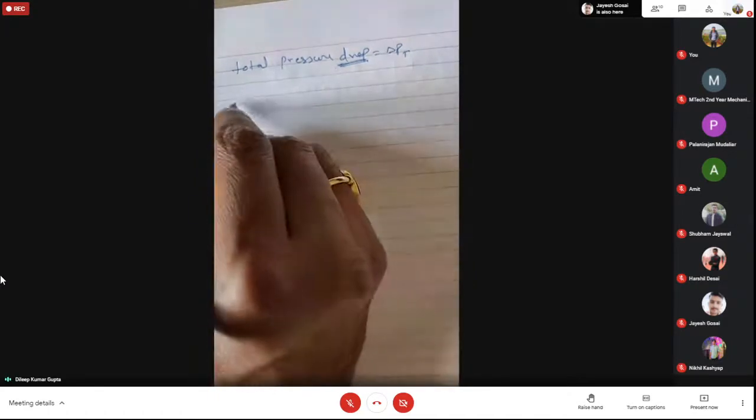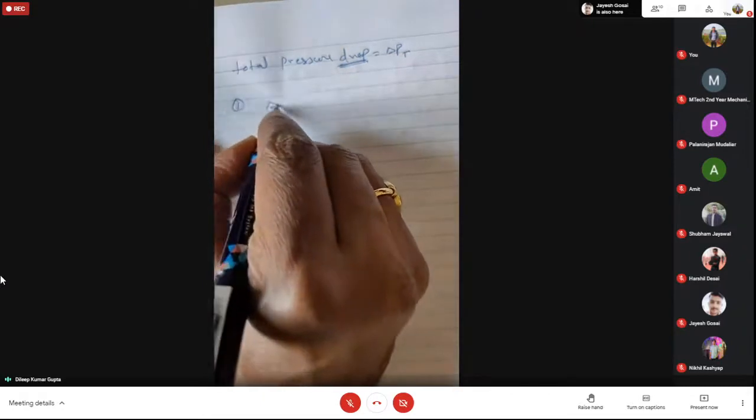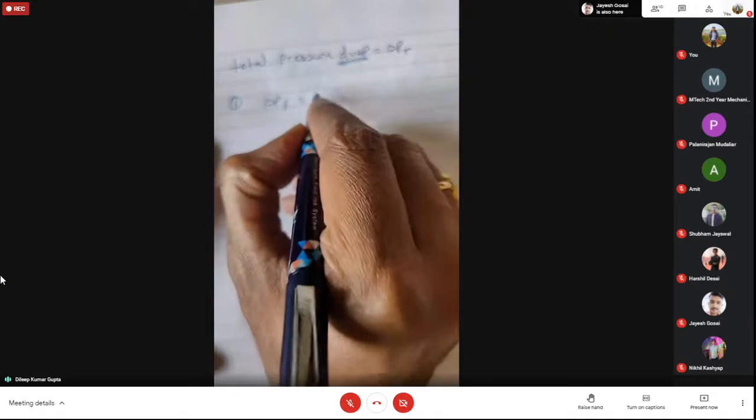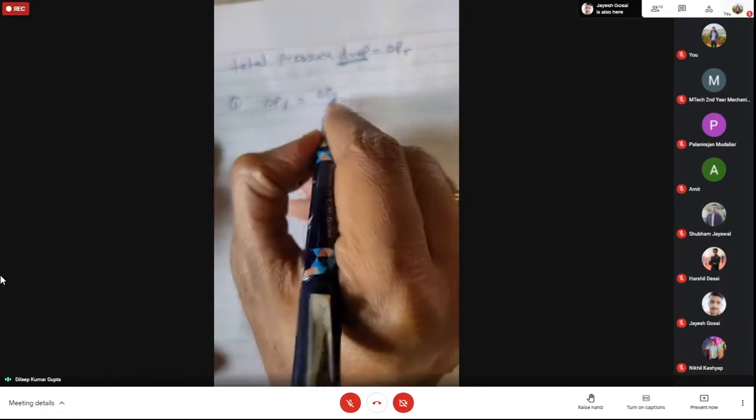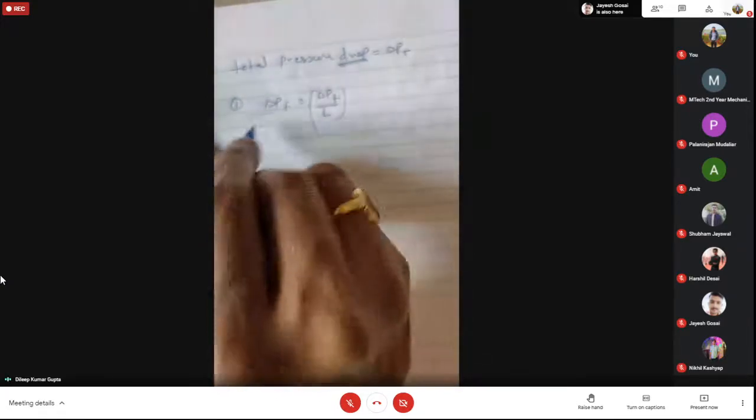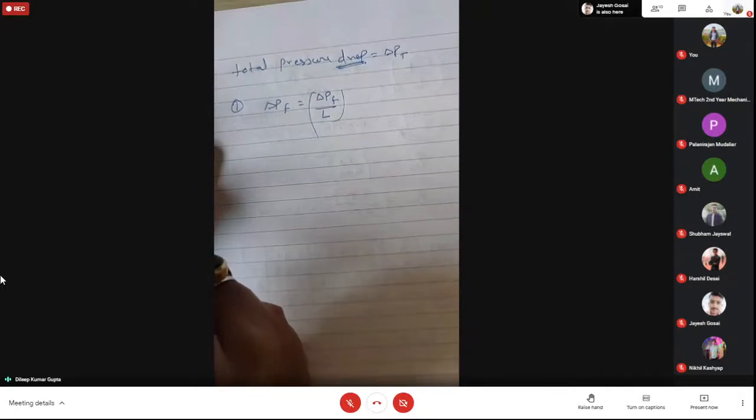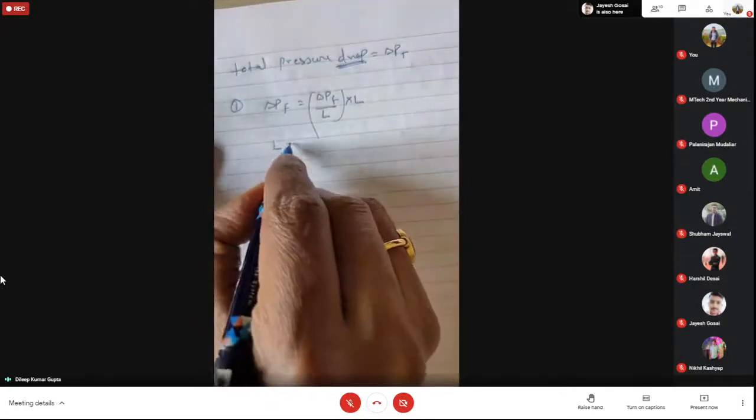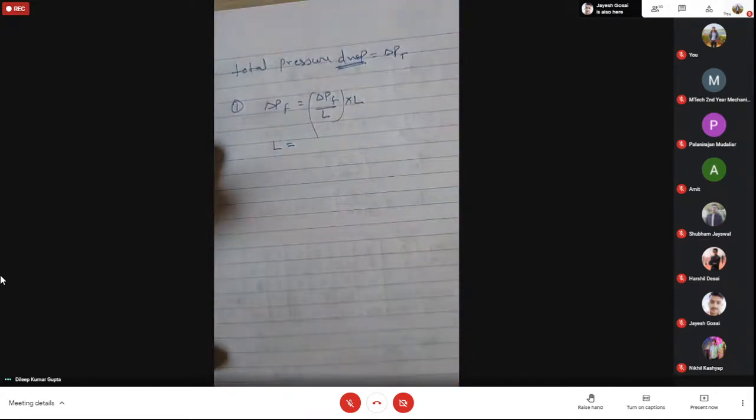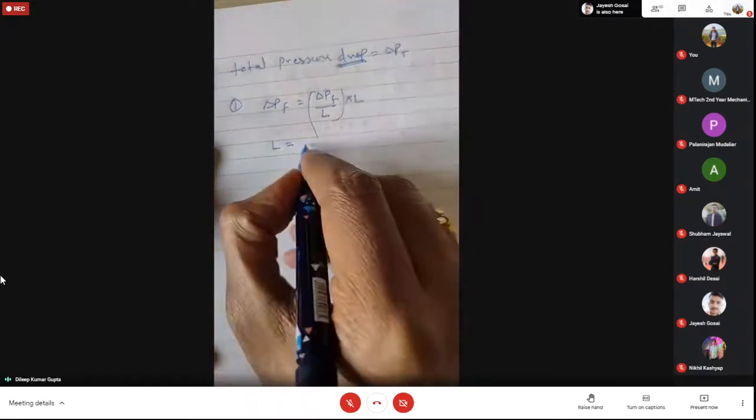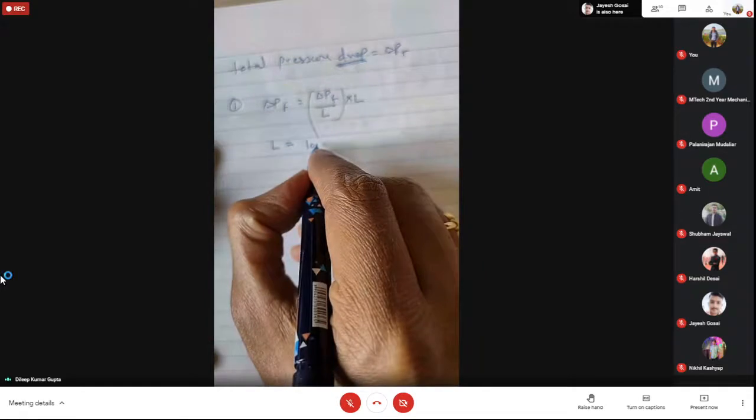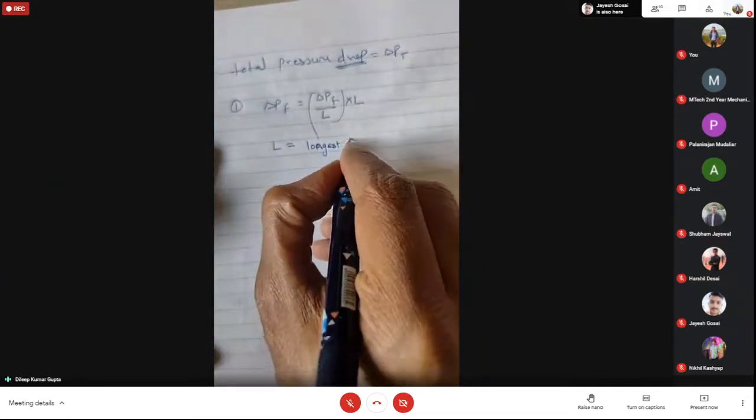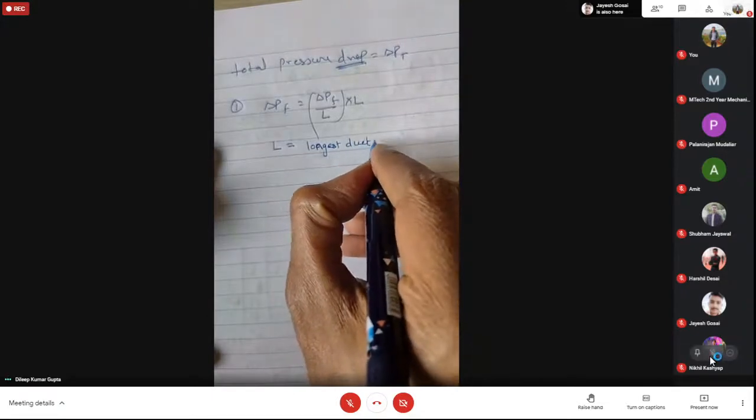The first, important and dominating pressure drop, as we have discussed, is the total frictional pressure drop. We have already calculated the frictional pressure drop with respect to length, but for the total, you have to multiply by the length, right? What is the value of L here for this condition? This will be the longest duct run.